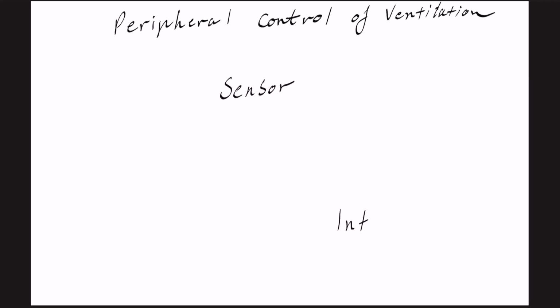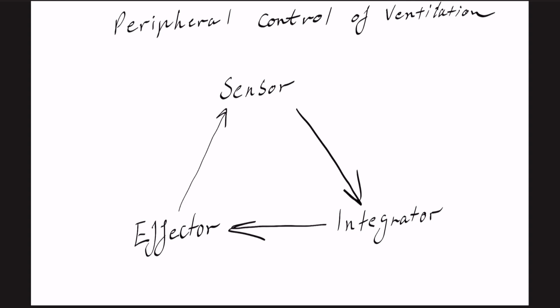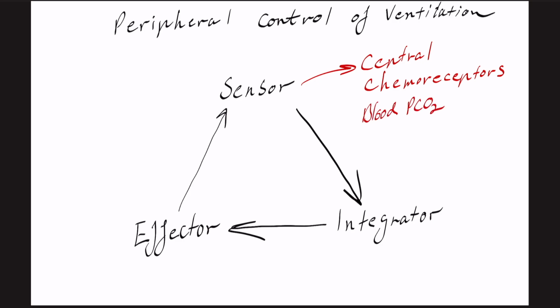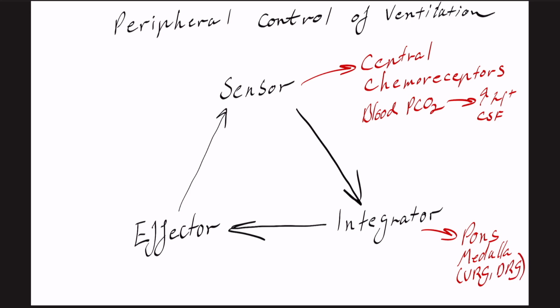So as mentioned in the first video, most of these systems are a sensor, integrator, effector system, which is also known as a negative feedback system. In that first video, we talked about central chemoreceptors, which sense the blood PCO2, which can then cross the blood-brain barrier. Then through our normal equations, CO2 plus water becomes carbonic acid, which dissociates into bicarb and hydrogen. And it's the hydrogen that then stimulates our integrator systems, which are our pons and medulla, with the ventral respiratory group and the dorsal respiratory group.